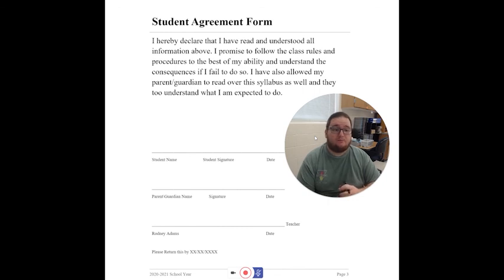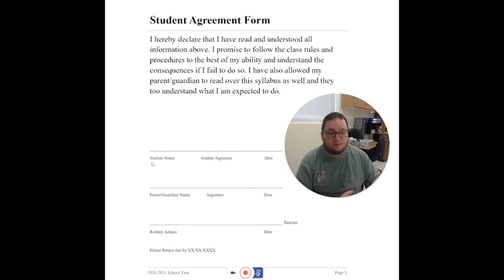It says, I hereby declare that I have read and understood all the information above. I promise to follow the class rules and the procedures to the best of my ability and understand the consequences if I fail to do so. I have also allowed my parent or guardian to read over the syllabus as well, and they too understand what I'm expected to do. Once you've read this, and if you have any questions, again, you can email me or text me and I will respond to you as soon as possible.